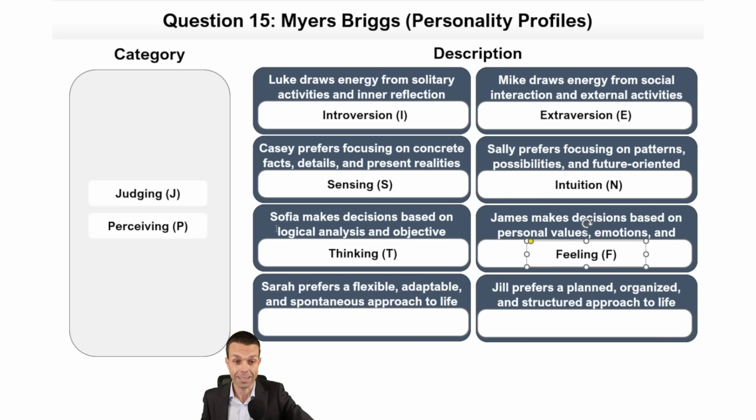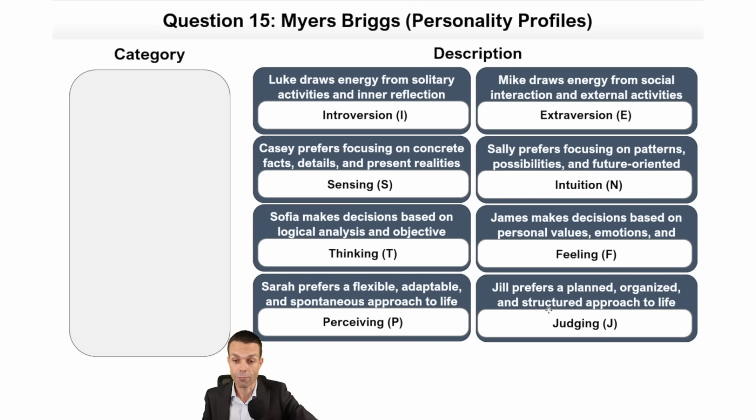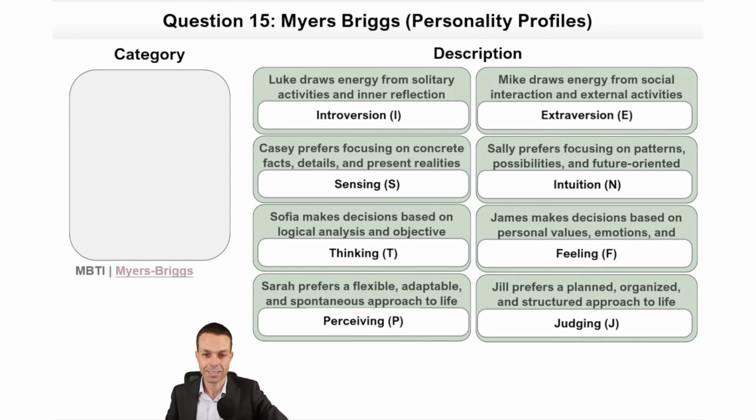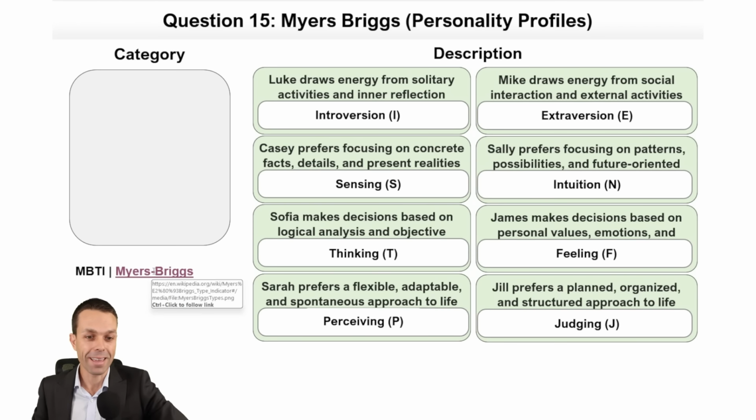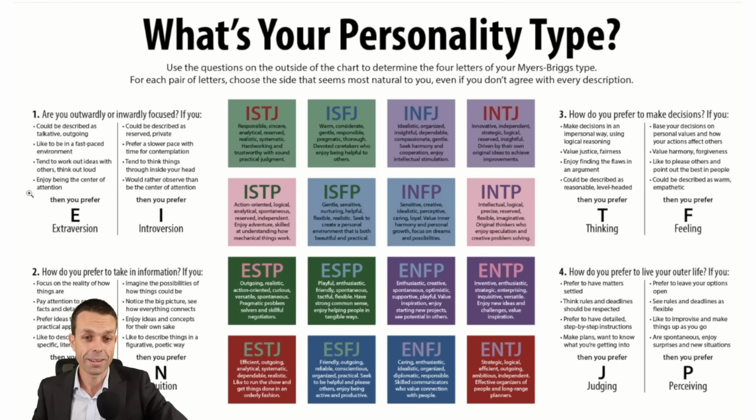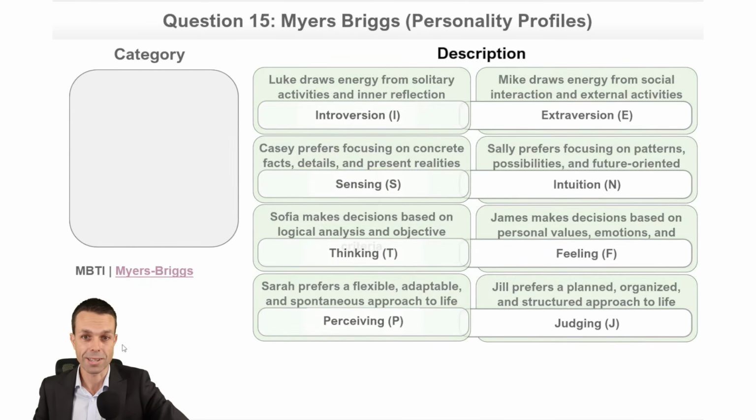If someone makes decisions based on personal values, they're feeling those values, emotions and everything else. That's what they're feeling. And lastly, if you prefer flexible, adaptable, or a spontaneous approach, you can perceive lots of different approaches, lots of different things. And lastly, if you've got an organized or planned or structured approach to life, you are judging your way forward. So you're like a judge, very straightforward and planned and organized. And all of that to say, let's hope we got that correct. And there we are. And you can find that at Myers-Briggs on Wikipedia. You can see that there. Very, very easy. Nice way to see all of those different Myers-Briggs personality profiles.